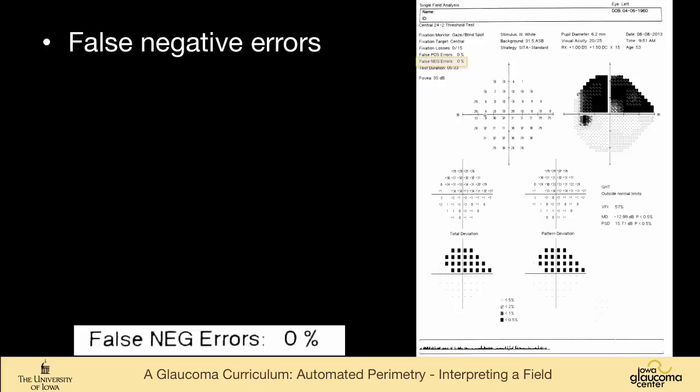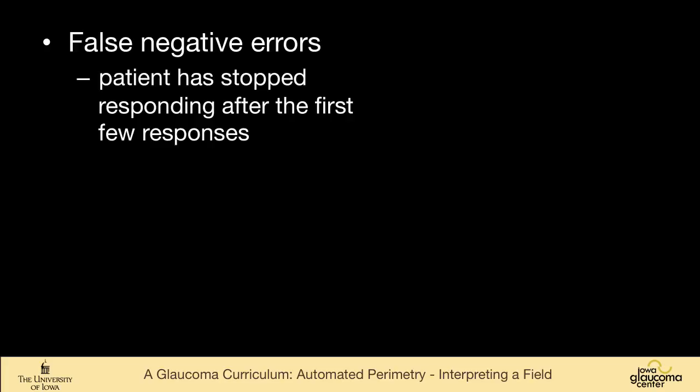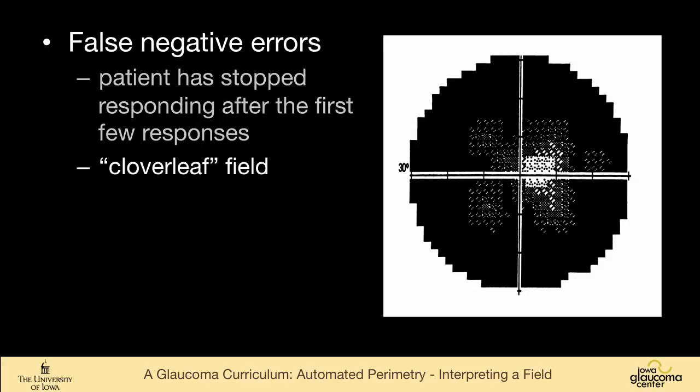False negative errors, and this person, again, 0% false negatives, is when the machine maps the first few spots and then goes back and sends a bright light, brighter than what was thresholded, into that spot, and the patient doesn't respond. So you often get what's called a cloverleaf field. You can see that the patient has responded to a few of these test points and then basically has stopped participating in the field.